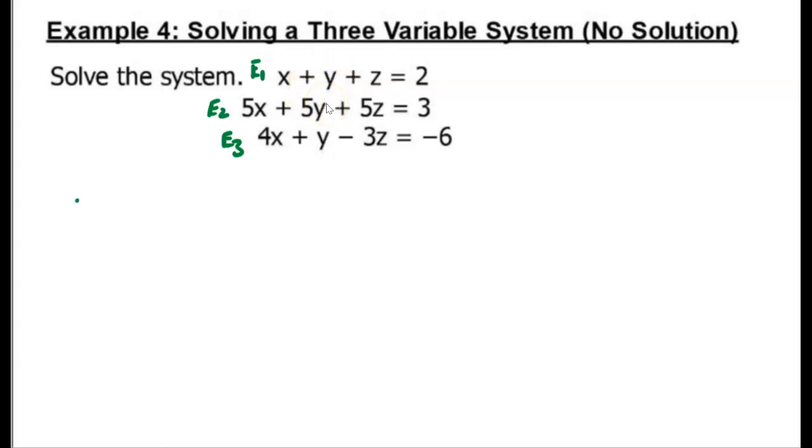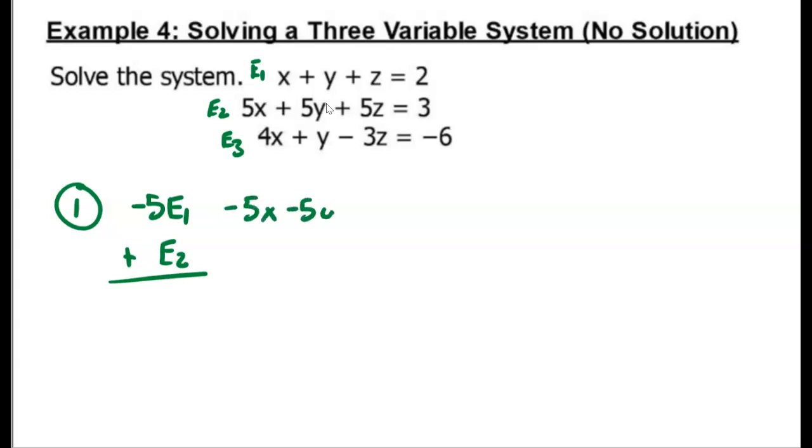So I'm going to multiply for my first step. I'm going to do negative 5 times equation 1. I'm going to add it to equation 2. So I get negative 5x, negative 5y, negative 5z equals negative 10. And then let's write down equation 2. Nothing's changing there.